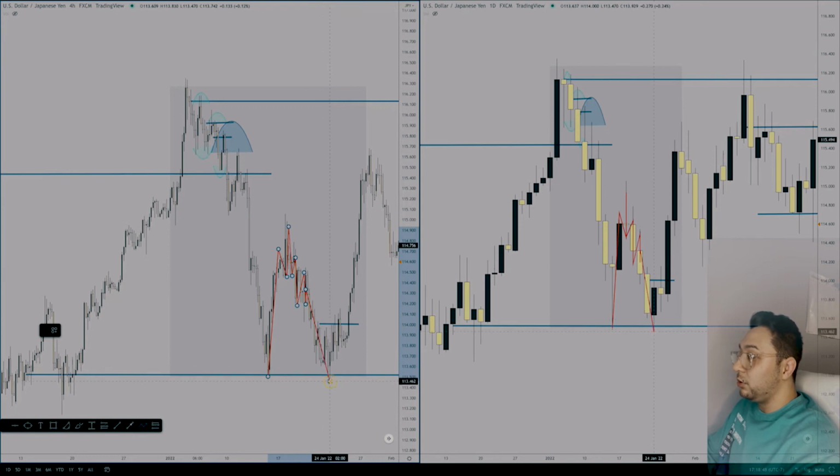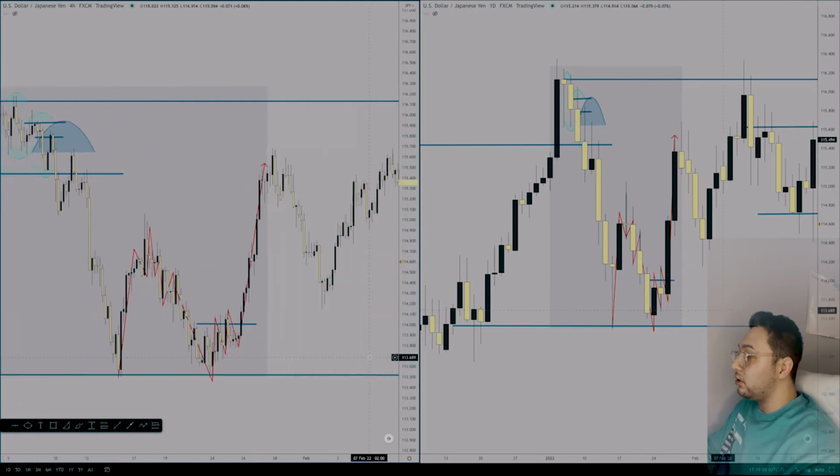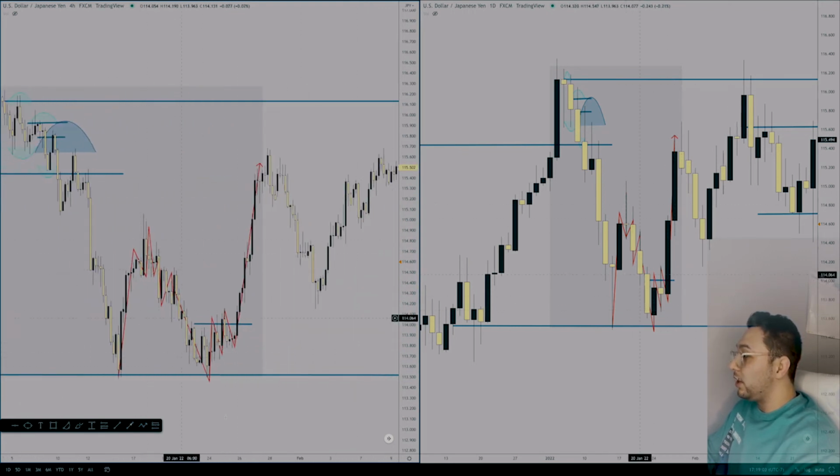Up until it hit this point again and took off, right? This low point came up, higher low, higher high, higher low, higher high. Now if you notice the structure and these arrows, look at this. Bearish, bullish, higher low, higher high, higher low, higher high.